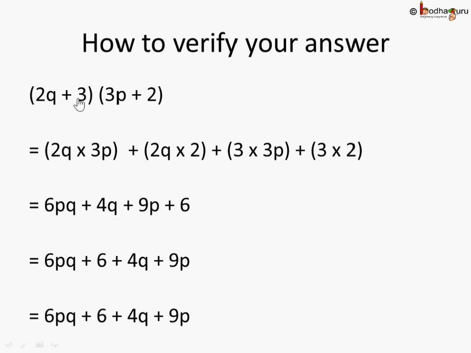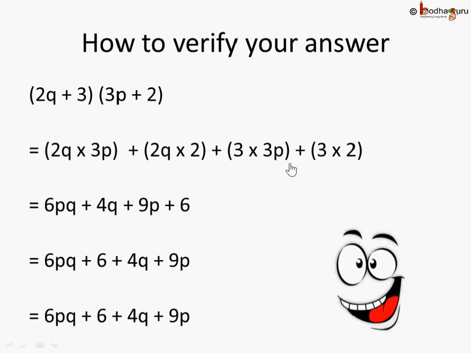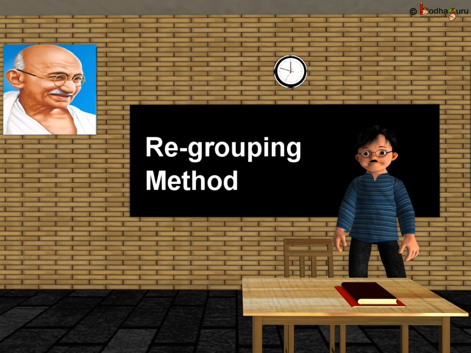So our answer is 2q plus 3 into 3p plus 2, or we can write it as 3p plus 2 into 2q plus 3, same thing, because they are separated by a product, so each of these factors can be exchanged. This answer is correct.